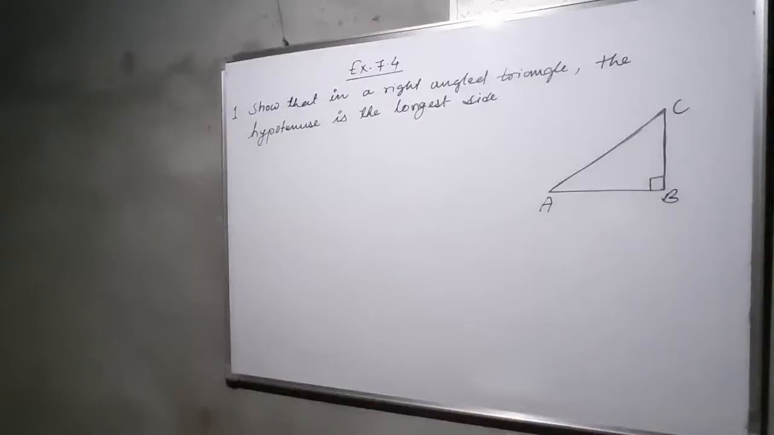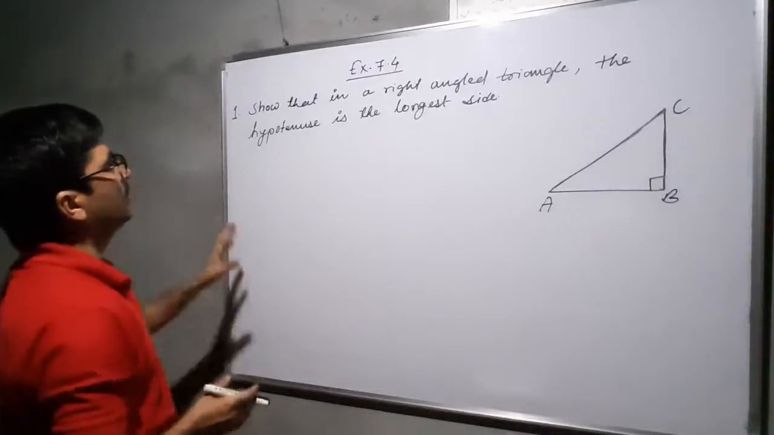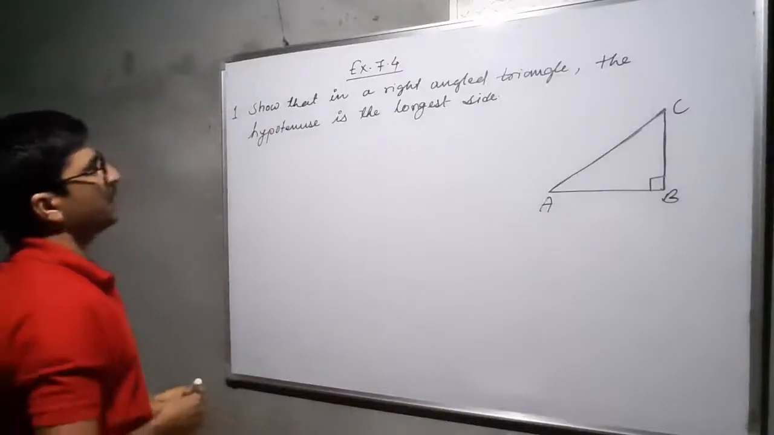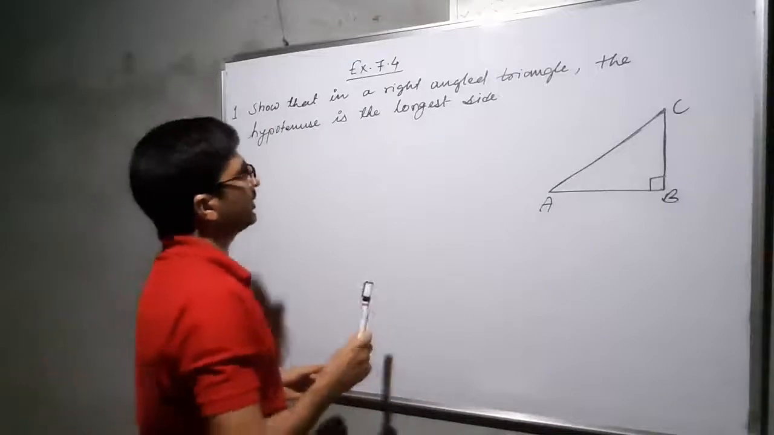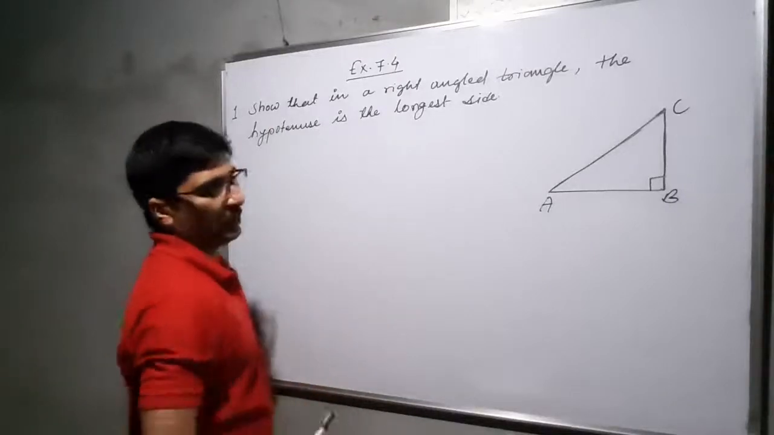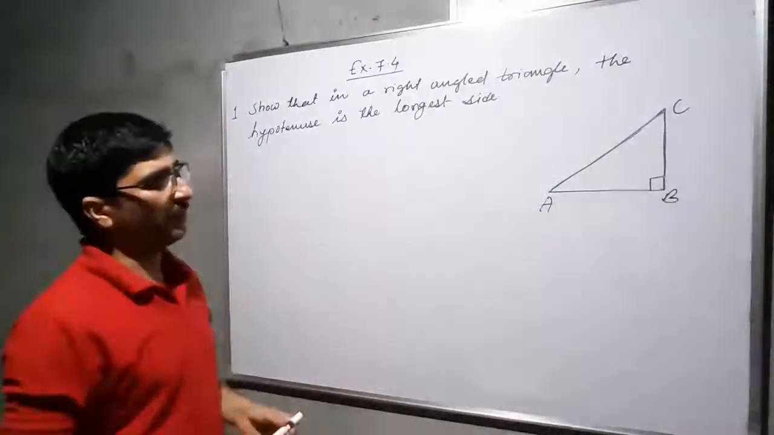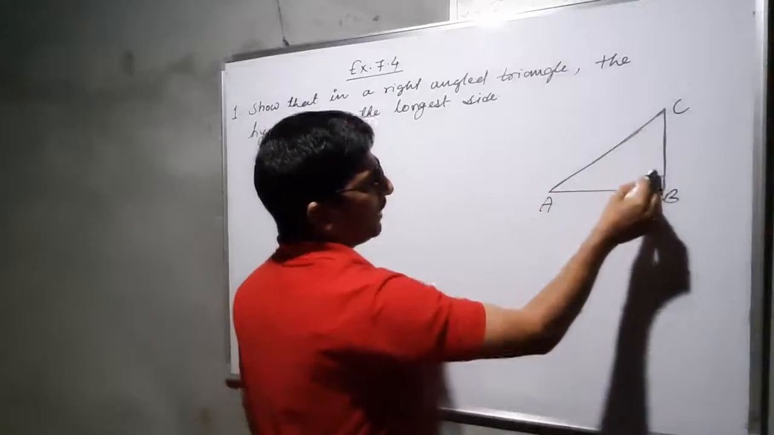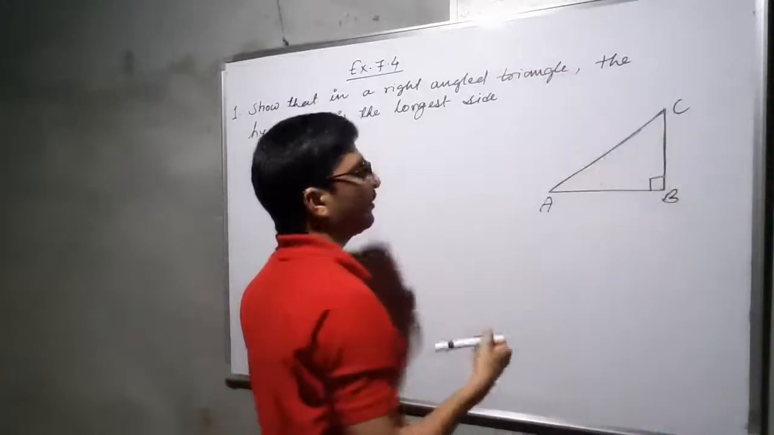So friends, we'll start exercise 7.4. The first question is to show that in a right-angled triangle, the hypotenuse is the longest side. We have to prove hypotenuse is the longest side in the right triangle. In this right triangle ABC, angle B is 90 degrees. Then AC is the longest side we have to prove.